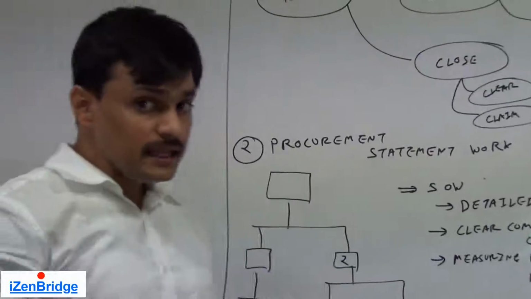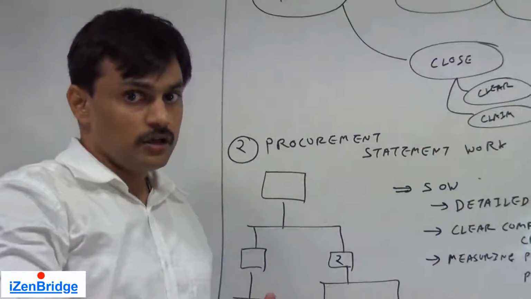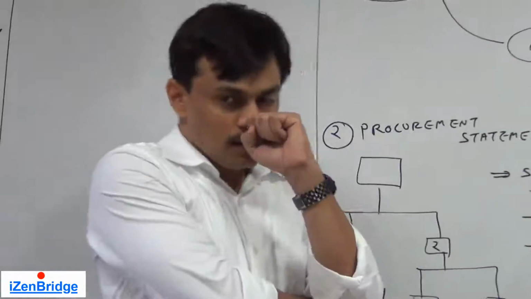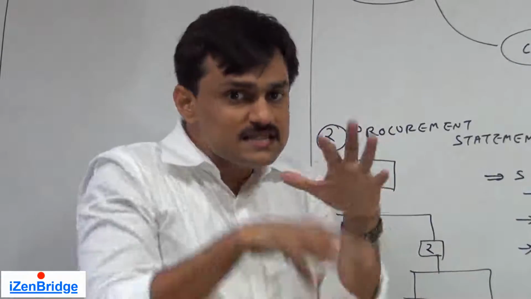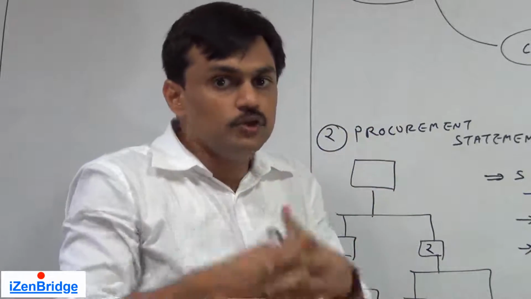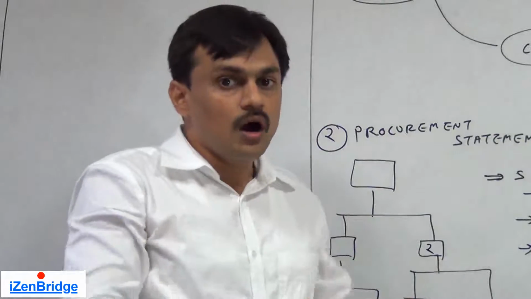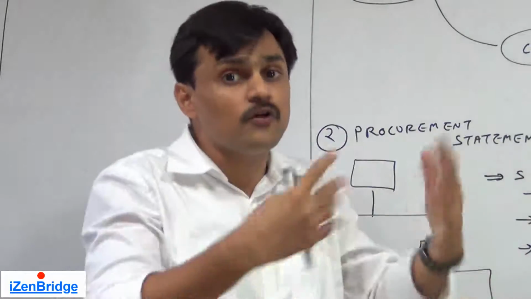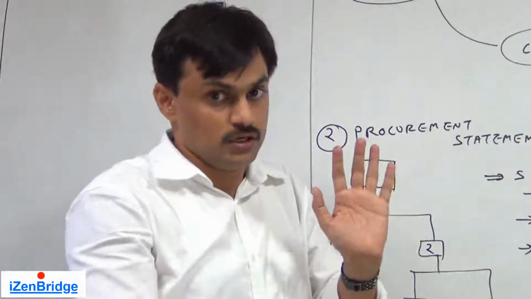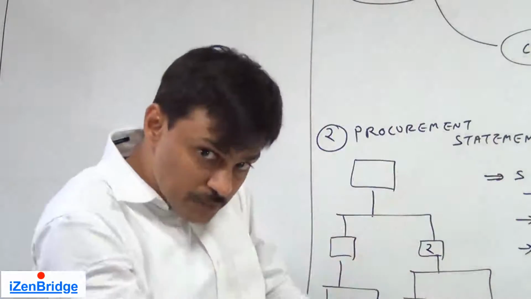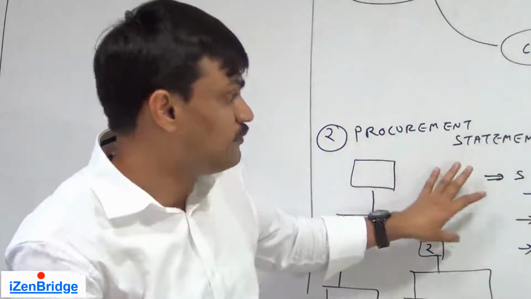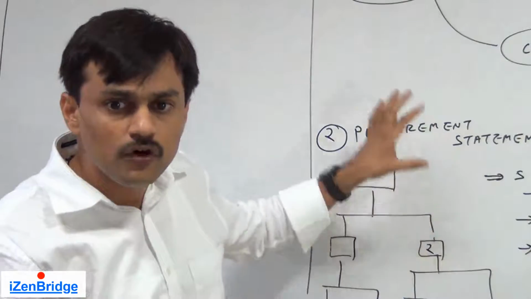Now as an output of this, you can visualize that as a project manager or as a centralized project management team, you are agreeing to outsource or take help from a vendor for selective work. And all this work, different statements of work, are coming from the procurement statement of work.